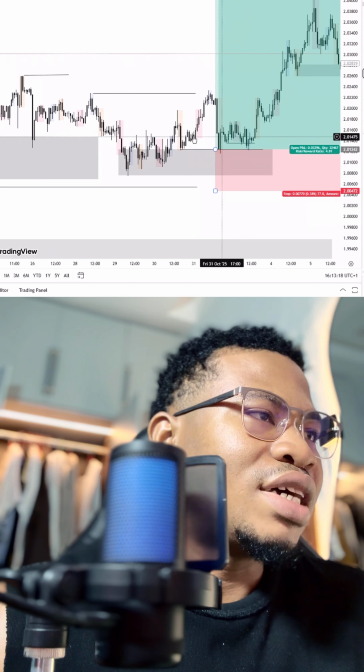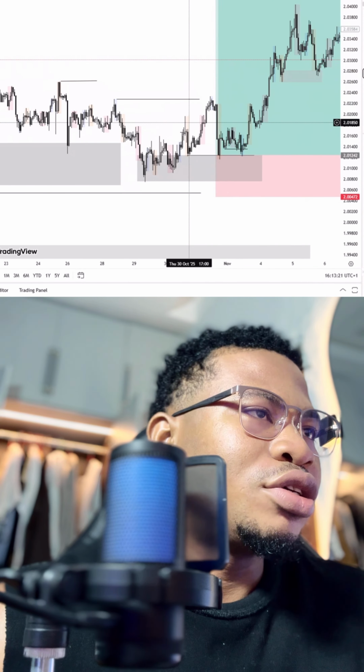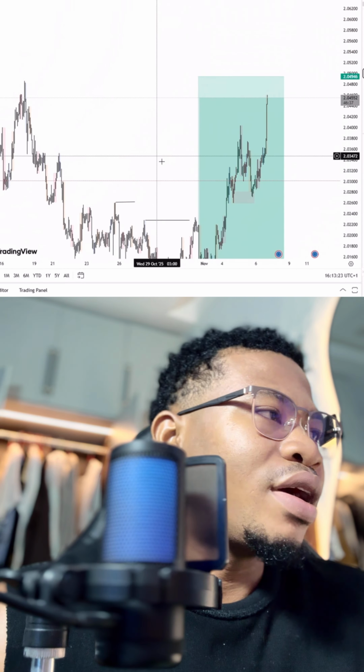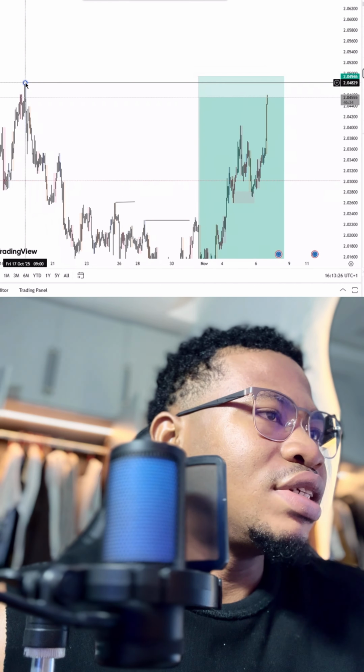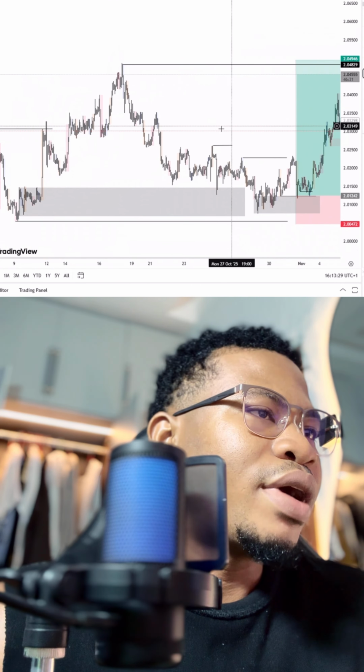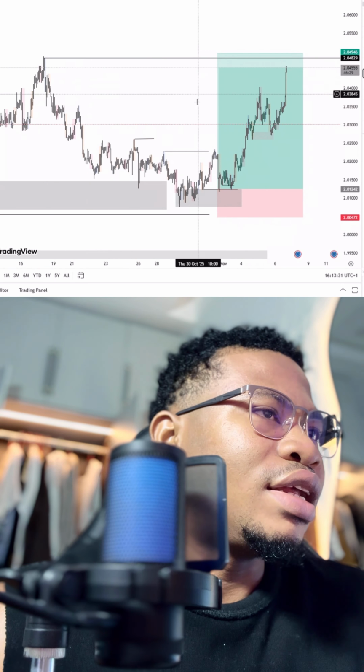So I went ahead to break this high. This was what gave me more confirmation on this particular trade. Since then, we've been moving up, and right now we're almost at CP. This is the external range liquidity. I'll be looking for price to take out this high, and then we'll be done with this.